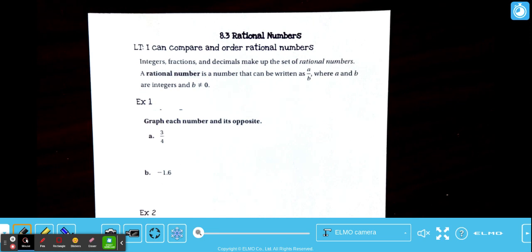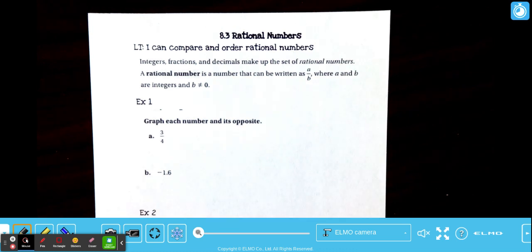Nice. All right, so integers, which are positive and negative whole numbers, and fractions and decimals make up the set of rational numbers. A rational number is a number that can be written as basically a fraction a/b, where a and b are integers, so whole numbers, and b cannot equal 0, because if you've ever tried to divide a number by 0 on a calculator, you will see that you get an error. It's not possible to divide something by 0. Okay, so basically today we're dealing with fractions and decimals. That's the gist of it.